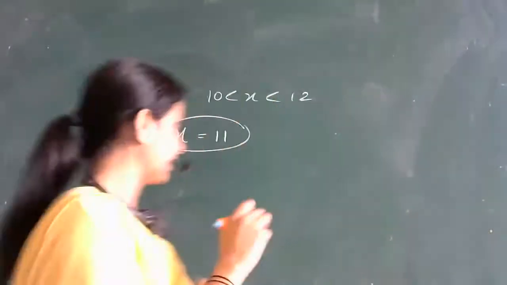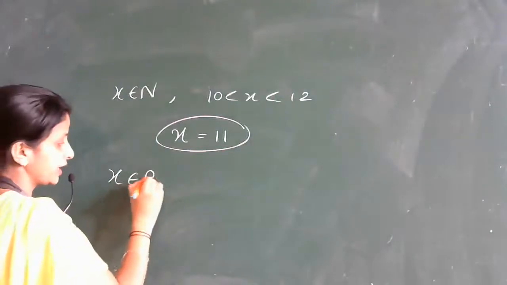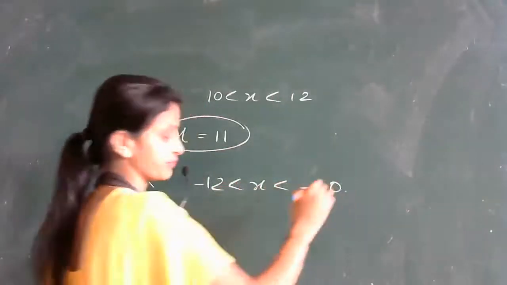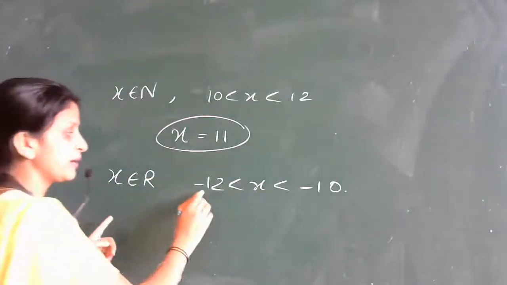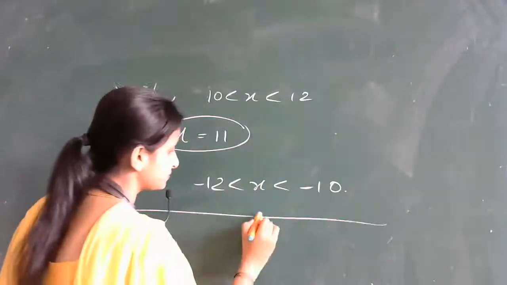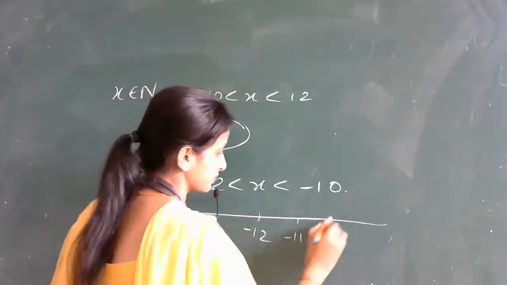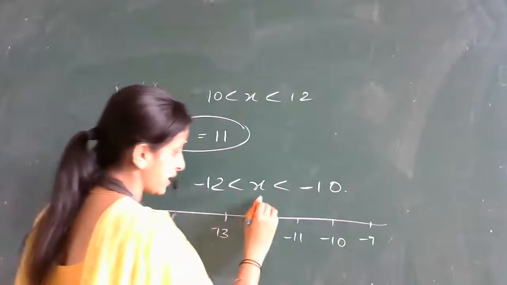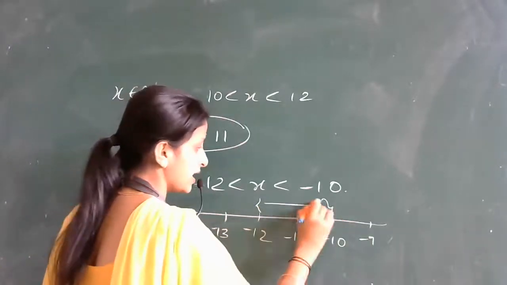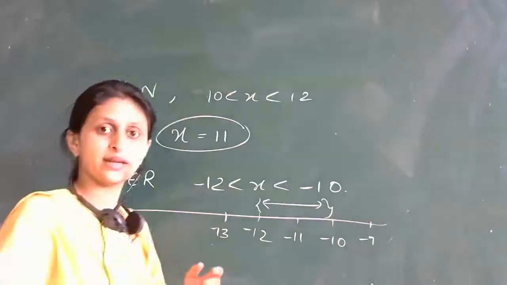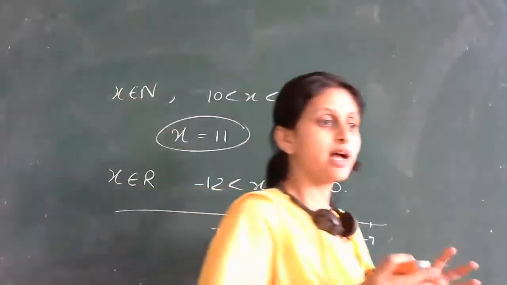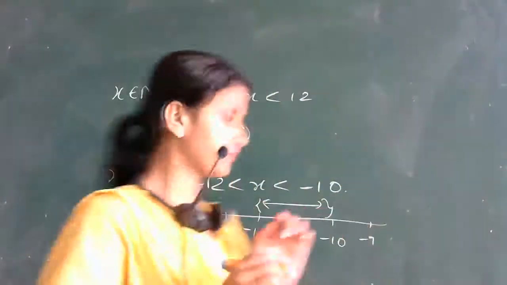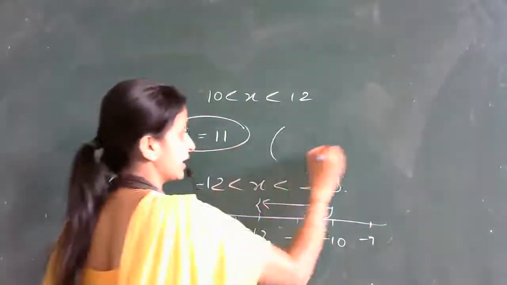But if I am saying that x belongs to real numbers and minus 12 is less than x less than minus 10, then between minus 12 and minus 10, there are infinitely many real numbers. Right, students? So you can't write it as a single quantity. You will write that in terms of intervals.